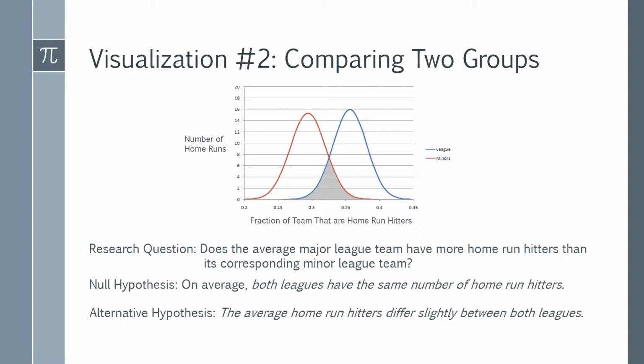In Visualization 2, comparing two groups, my null hypothesis was, on average, both leagues have the same number of home run hitters. The alternative hypothesis is the average home run hitters differ slightly between both leagues.